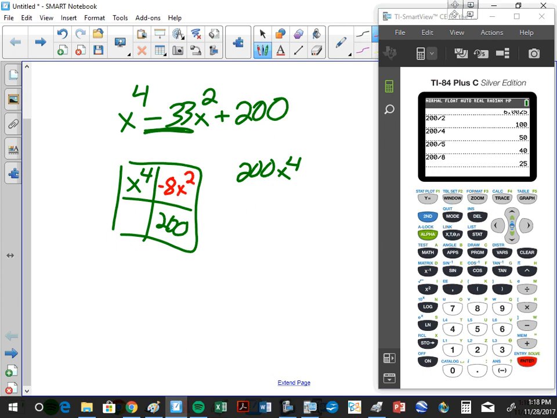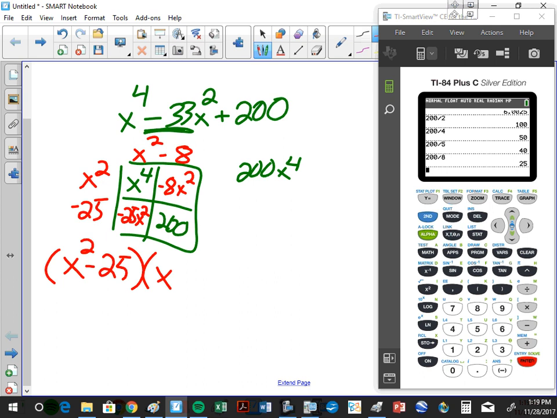Negative 8x squared and negative 25x squared. Top row shares an x squared. If I pull out an x squared from both of those, I'm left with x squared minus 8. If I pull an x squared out of the left column, I end up with x squared minus 25. That gives me x squared minus 25 and x squared minus 8. Okay. Does the first one factor? 5 and negative 5. X minus 5 and x plus 5.